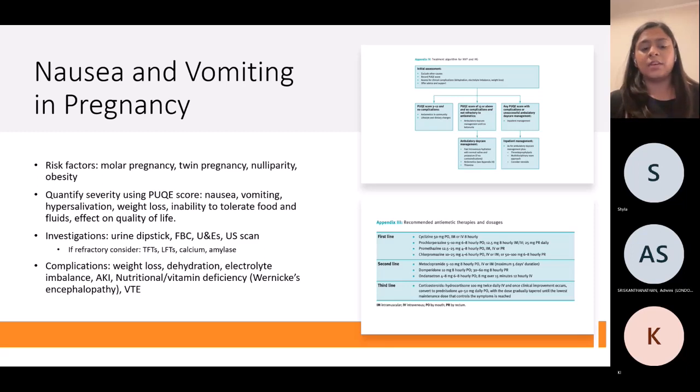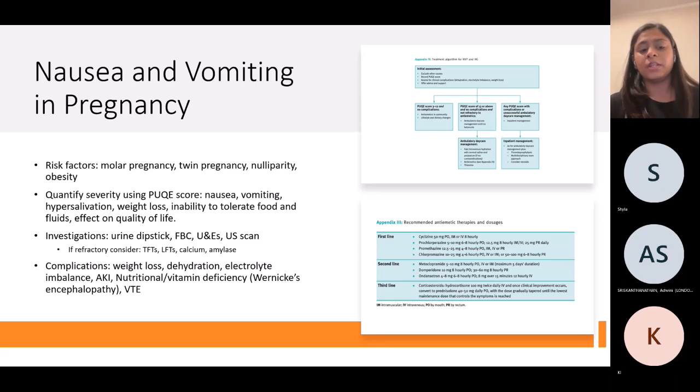The risk factors are things like a twin pregnancy or a molar pregnancy, which is why part of your investigations when you see a lady in A&E with nausea and vomiting in pregnancy is to ensure that they have an early pregnancy scan to rule those things out. If it's their first pregnancy or if they're obese, it's also another recognized risk factor. We use something called the PUQE score, which I've put here on the bottom of the slide. And I'll let you just look at that when you go home.